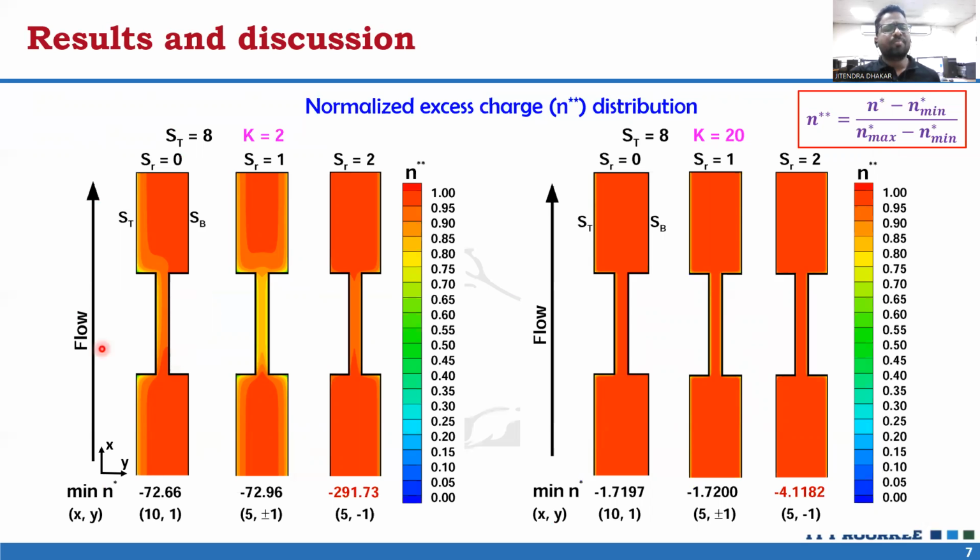The absolute value of the minimum excess charge increases with increasing SR from 0 to 2, because an increase in SR enhances the electrostatic force near the wall that increases the excess charge. Okay, so the absolute value of the minimum excess charge decreases with increasing K from 2 to 20, because K is inversely proportional to the EDL thickness. So an increase in K decreases the EDL thickness, which decreases the excess charge.